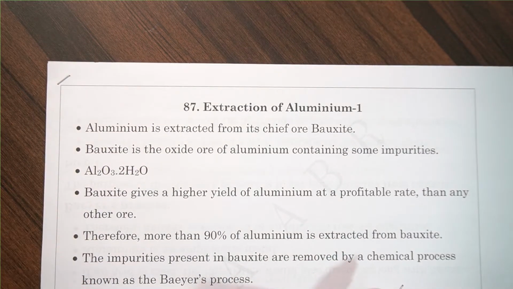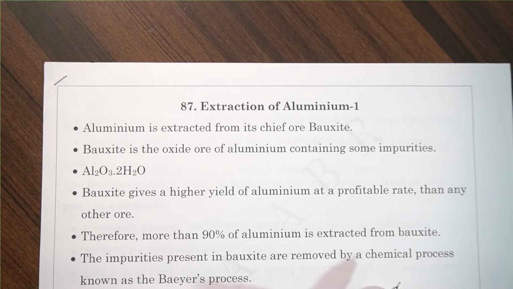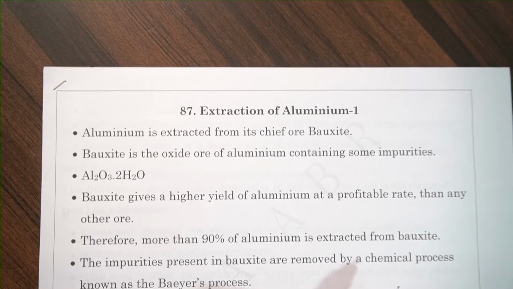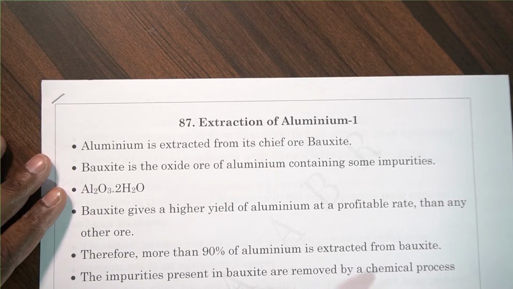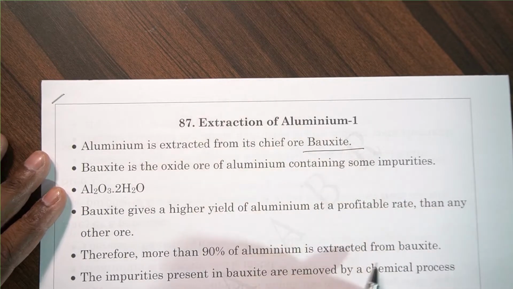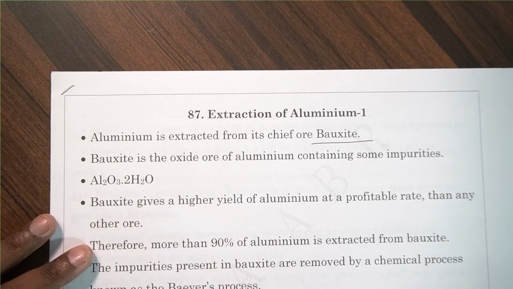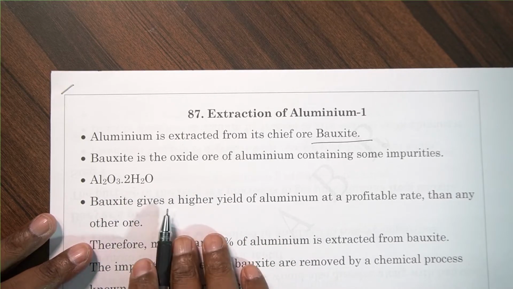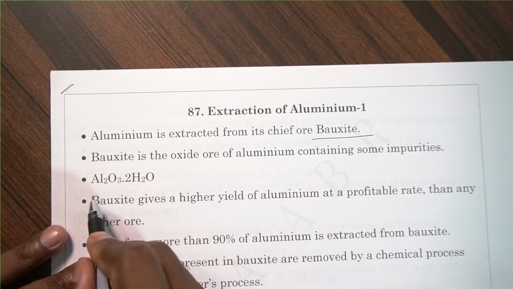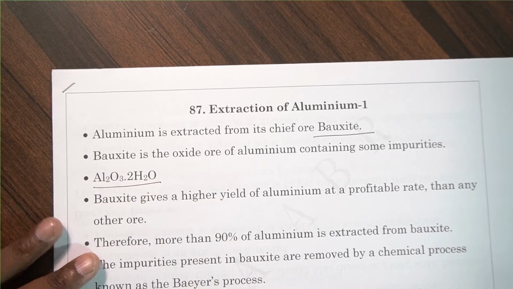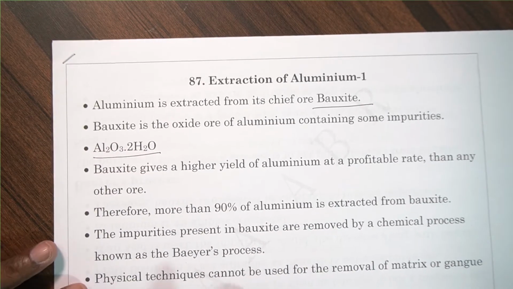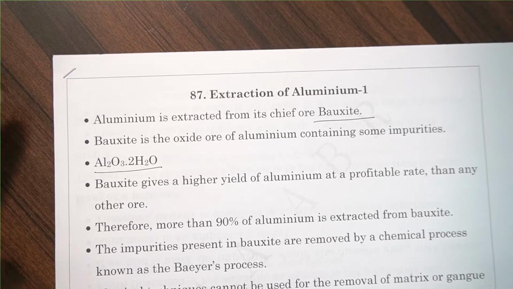So we know aluminium is a very useful metal and we need a lot of aluminium in our country. So we extract aluminium. The chief ore is bauxite. Bauxite is the chief ore. Bauxite is the oxide of aluminium. The compound present is aluminium oxide with some impurities. It is a dihydrate, present in the form of hydration. 2 molecules of water remain combined with it.